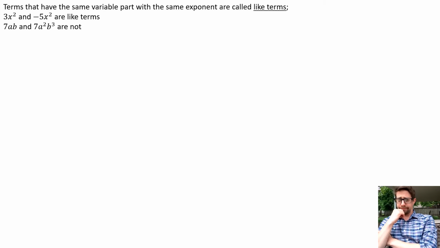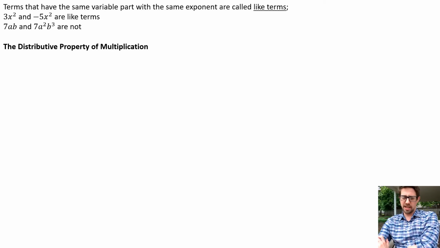And these things aren't. Notice they have the same coefficient, 7. They have the same variables, a and b, but the variables are to different powers. So those are not like terms. You could call them unlike terms. Either way, we can't do the thing that we want to do, which is combine them.